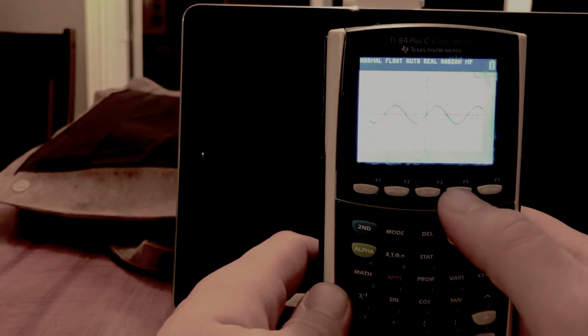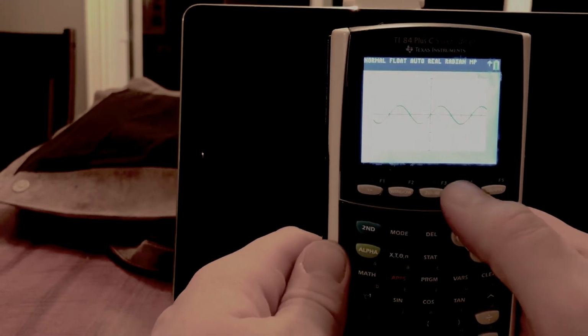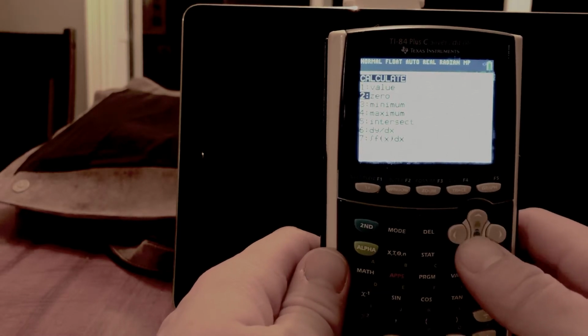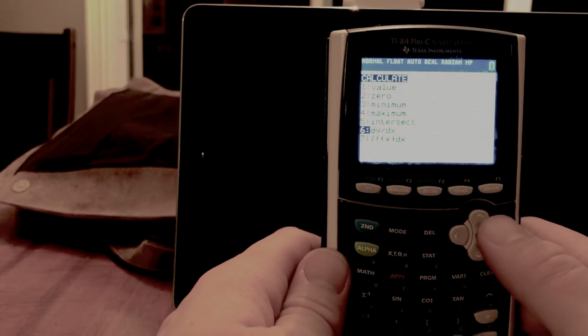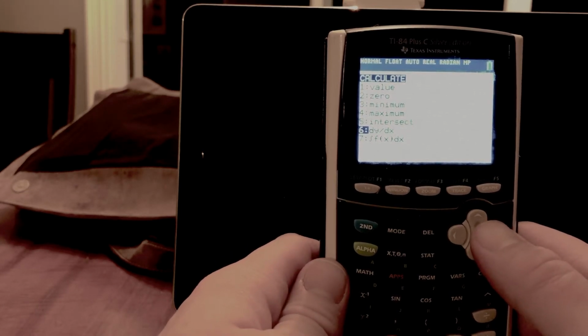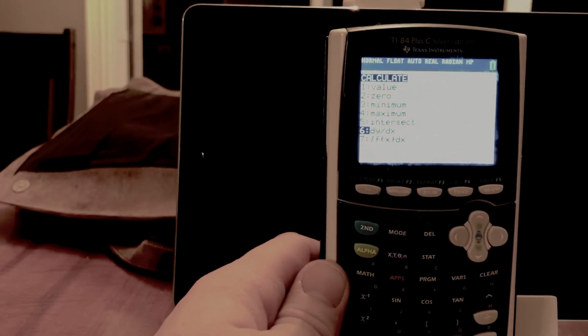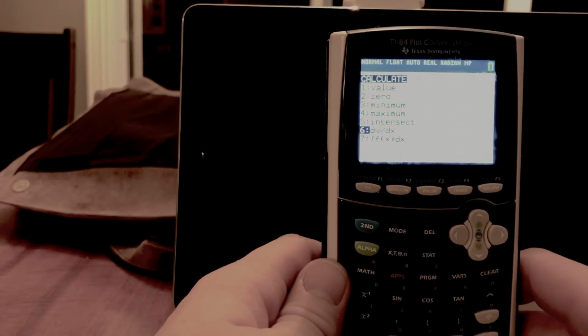So to do this, we press calc, which is above our trace button. So we'll do second function, trace to do calc. And we'll go down to 6, which is dy over dx, or delta y over delta x. And you may remember delta y over delta x as being y2 minus y1 over x2 minus x1. That's our slope formula. So slope and rate of change and all of these things are related.